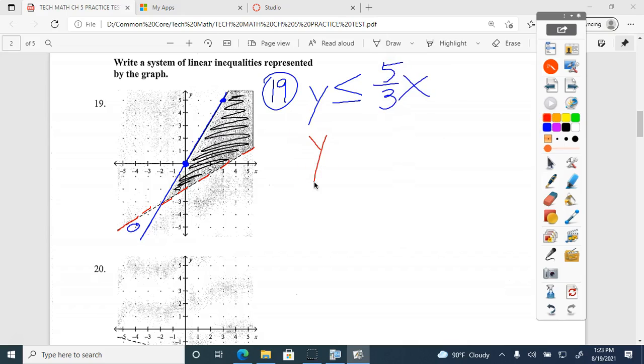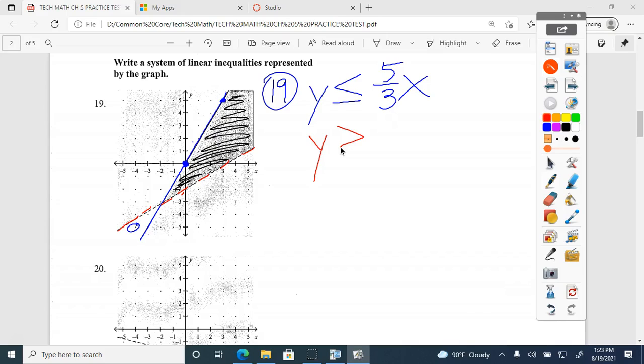For the red one, is it shaded above or below? It's above. It's just greater than. Is it equal to? No, because again, it's dotted.